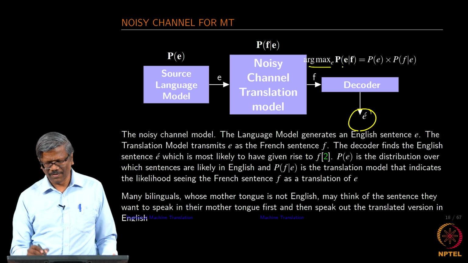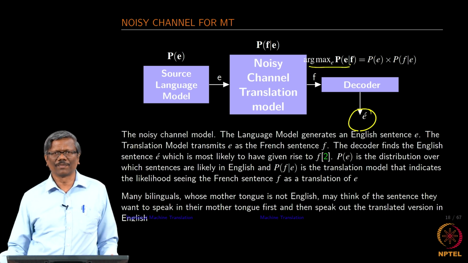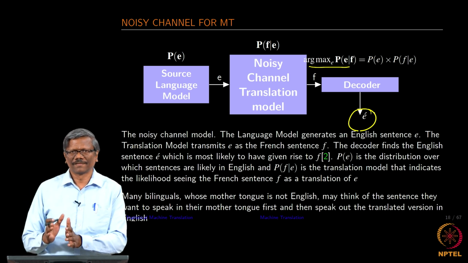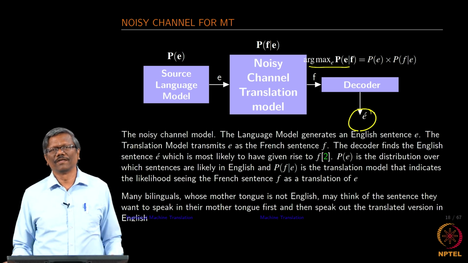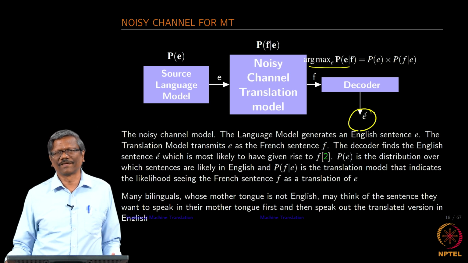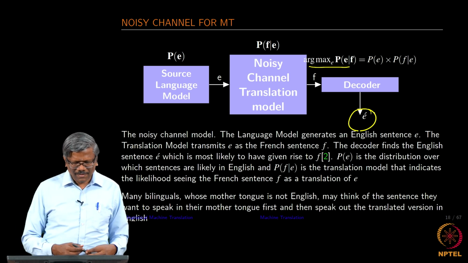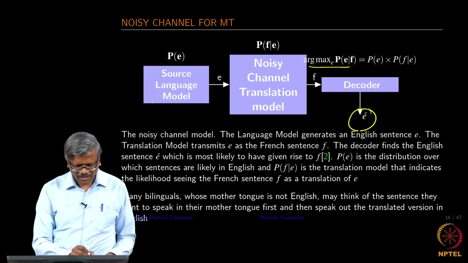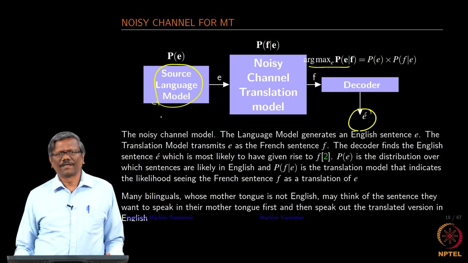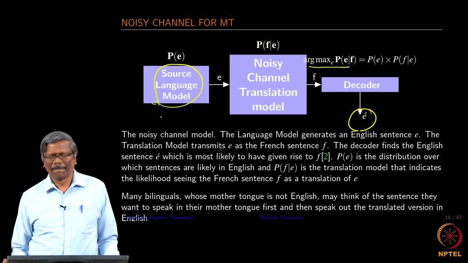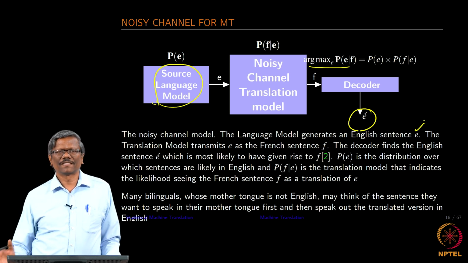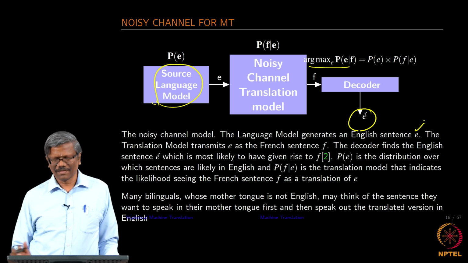In this case again there could be multiple versions of E dash from the decoder. We use the argmax to find out what could be the probable sentence that I want to use as the translated version. So, the language model here generates an English sentence E. As I mentioned, that generates an English sentence. The translation model transmits E as a French sentence as its output.